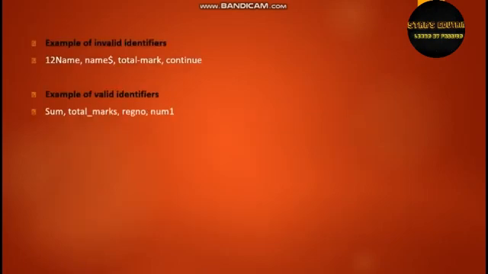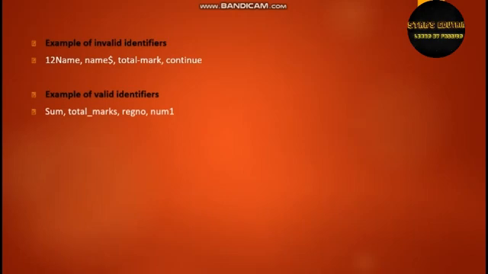Let's look at examples of invalid identifiers. Suppose we define a variable with a name that is also invalid, because we have defined it with an uppercase letter N. The second one, name dollar, is also not valid, because the dollar symbol should not be part of the variable name, that is, the identifier. Total mark is also not valid. Continue is also not valid, because continue is a keyword of the Python interpreter.